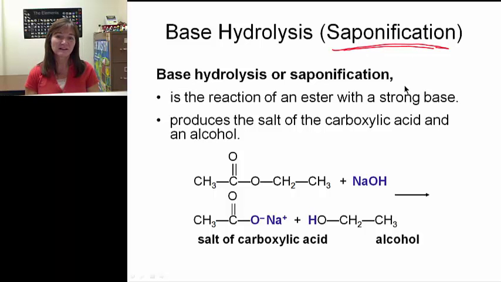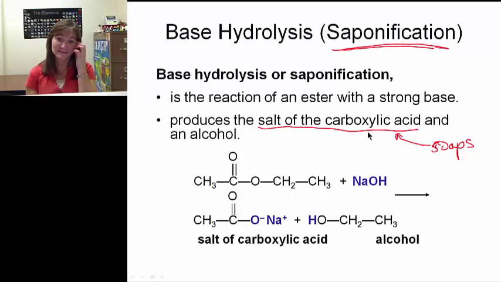Base hydrolysis, or saponification, is a reaction of an ester with a strong base. The products are the salt of a carboxylic acid and an alcohol. This is worth maybe making a note card of. Salts of carboxylic acids, another word for that is soaps. Soaps are salts of carboxylic acids. More technically, they're salts of fatty acids, which are carboxylic acids with 7 or more carbons on them. So here is an example.